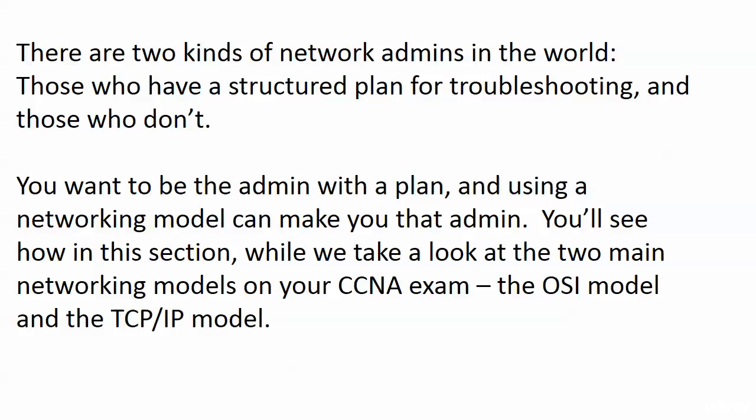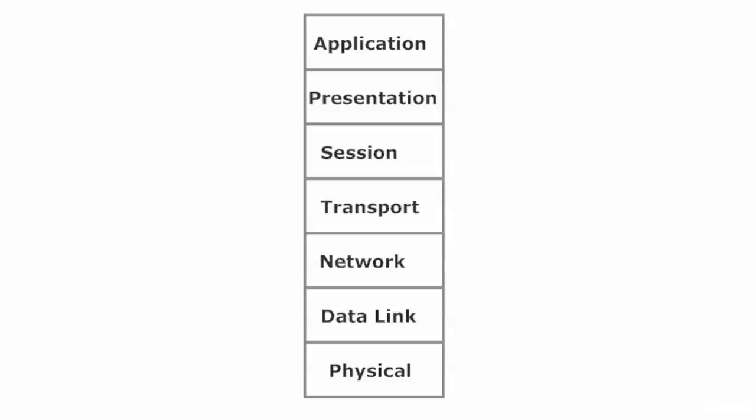We cannot possibly take a look at the OSI model without an OSI model to look at, and by golly, here it is from top to bottom: application, presentation, session, transport, network, data link, physical. We can also refer to these by numbers, starting with 1, not with 0, but with layer 1, and layer 1 is the physical layer, and then of course we go up from there.